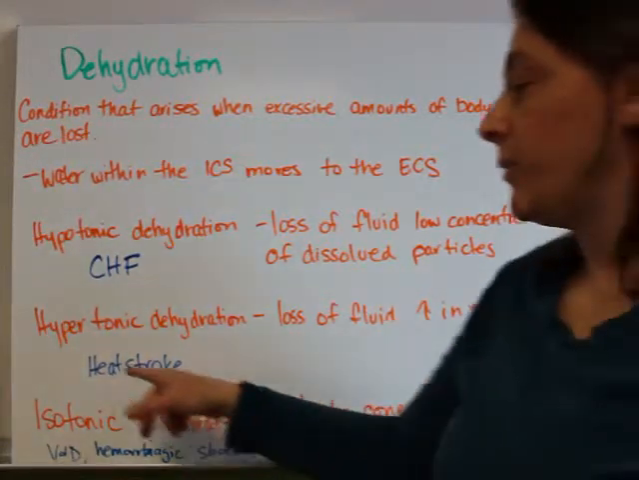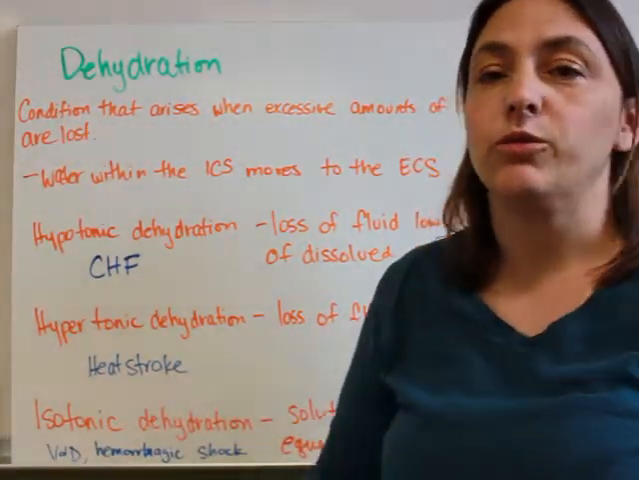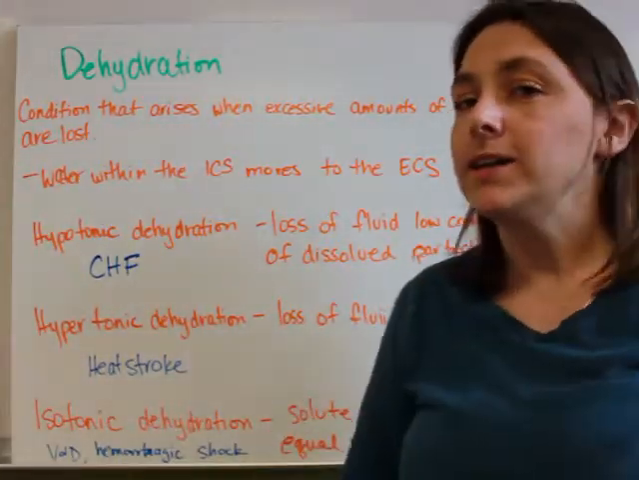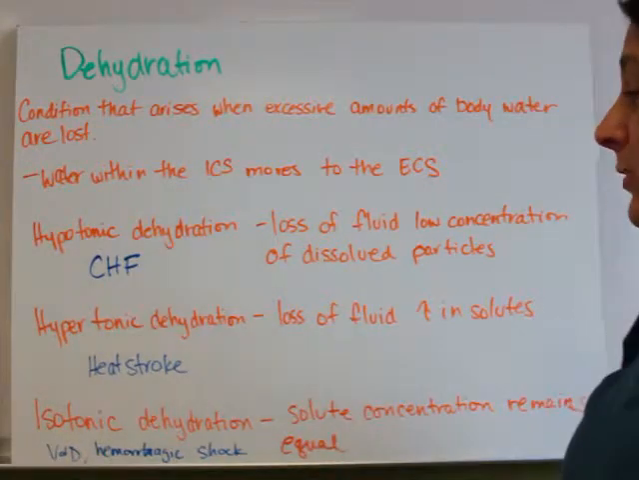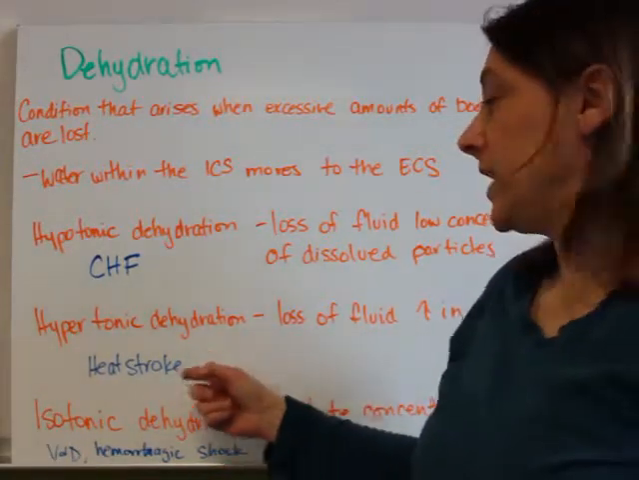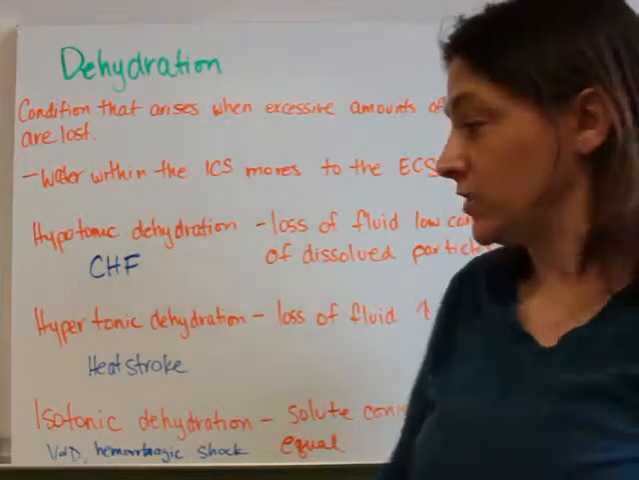in solutes, and we get this from heat stroke. So we saw a lot of hypertonic dehydration in Las Vegas. Because it's hot, we would get a lot of animals with heat stroke. You could also get hypertonic dehydration with excessive exercise.